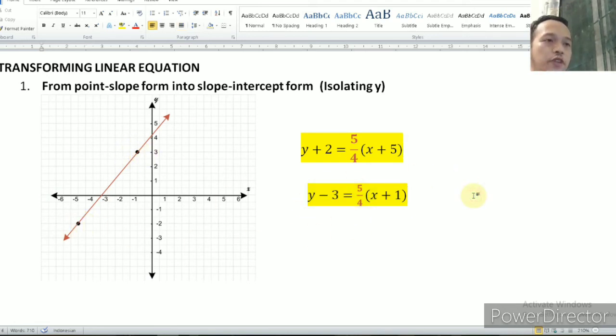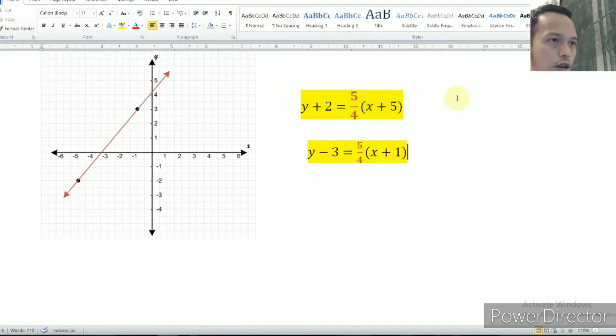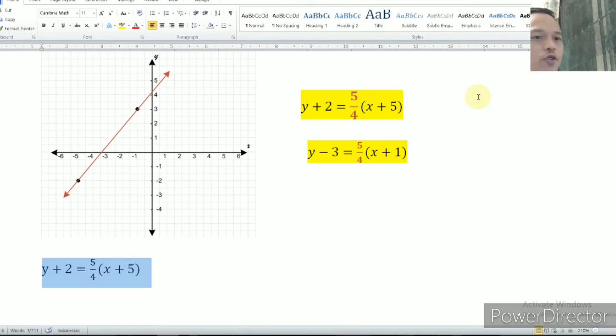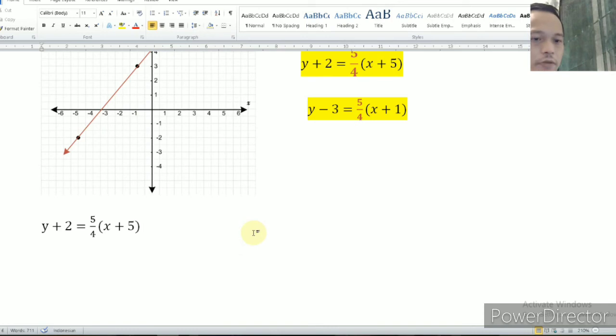So let's prove it. If they are equivalent, if they describe the same line, then when we transform them into the slope intercept form, they should be transformed into exactly the same equation. So let's just prove it. Let me begin with the first one. If I want to transform this into the slope intercept form, please accept that I will do it to the right, not step by step in a new row.